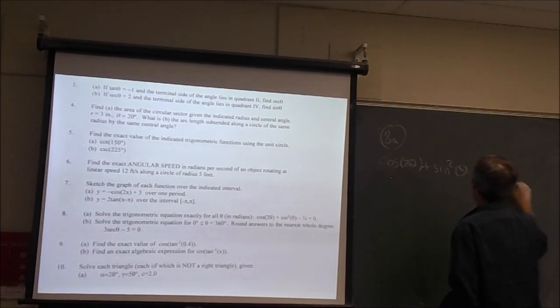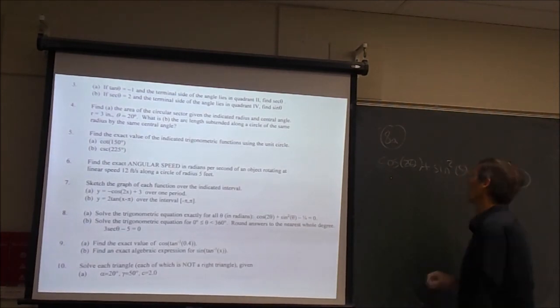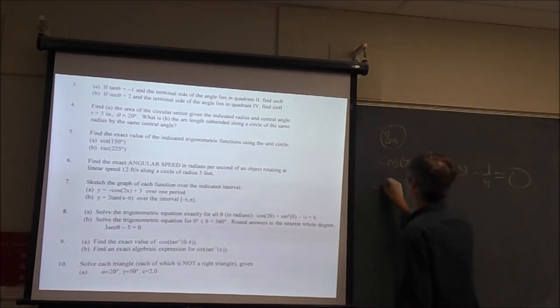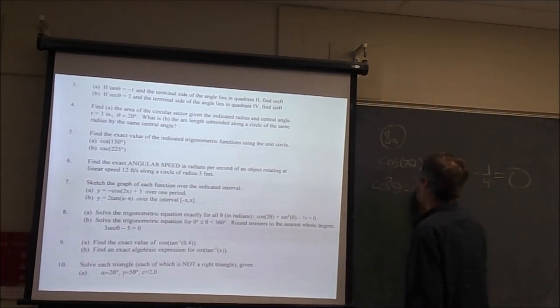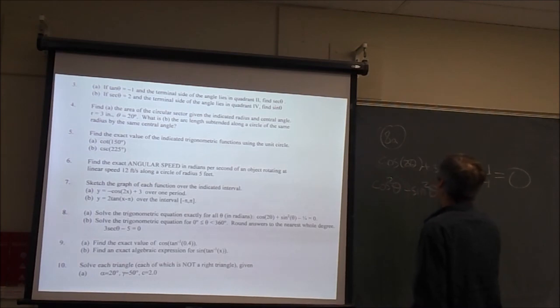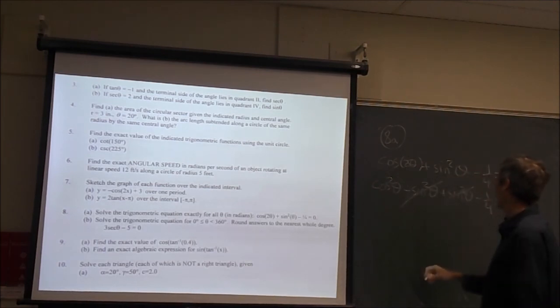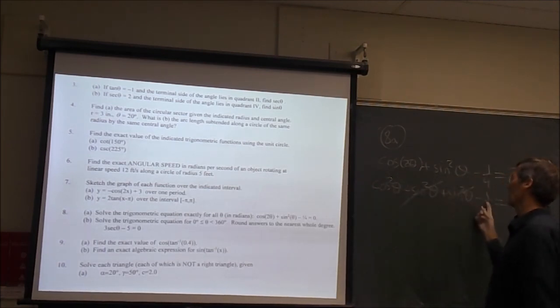Well, our first hint is to get one angle. So I've got an angle theta and an angle 2 theta. Get rid of that. Let's replace cosine 2 theta with cosine squared theta minus sine squared theta. Now we'll have one angle. And it's so much easier, right? Because in this case, it happens the signs cancel. I get cosine squared minus a fourth equals 0.